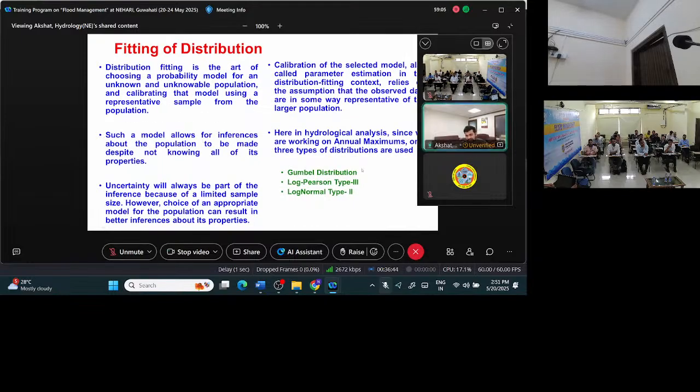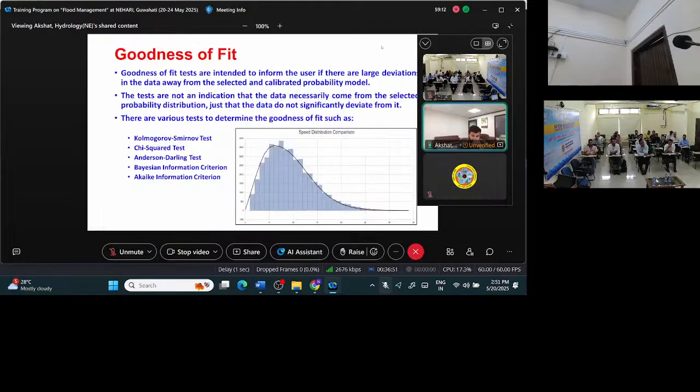So after fitting these, we see which one is the best fit. For that, goodness of fit is used. So what is goodness of fit test? These are intended to inform the user if there are any large deviations in the data away from the selected or calibrated probability model. For example, consider this black line as our model, meaning the log Pearson type 3 or log normal type 2 distribution curve.